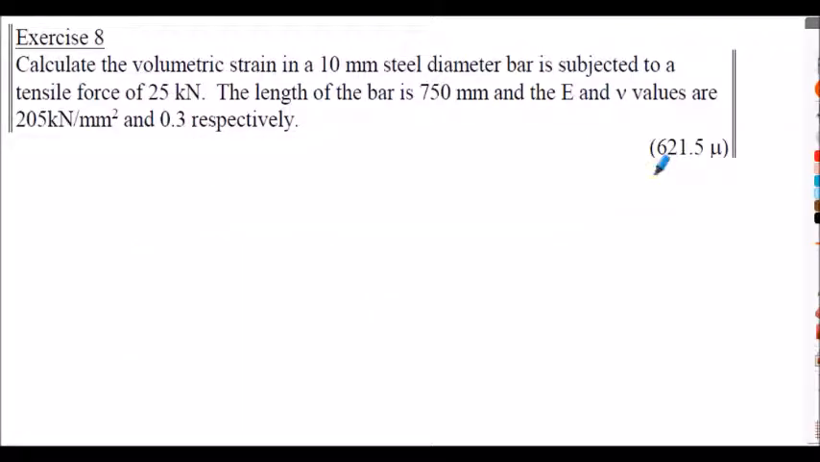Let's have a look at exercise 8, which is all about volumetric strain. See what we can do with this one. Exercise 8, calculate the volumetric strain in a 10mm diameter steel bar. It's subject to a tensile force of 25 kilonewtons. We're given the length of the bar, 750mm here, and we're given the E and the nu values, 25 kilonewtons per millimeter squared and 0.3 respectively.